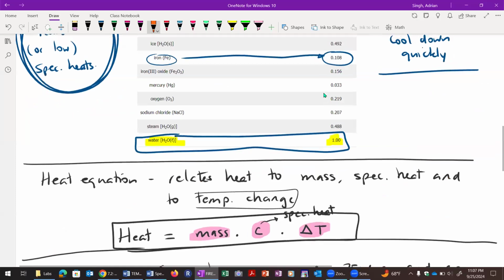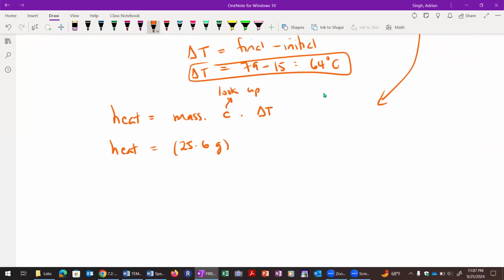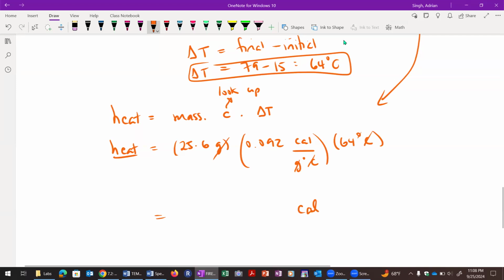So for copper there, it was 0.092 calories per gram degree Celsius. So that's 0.092 calories per gram degree C. And then my change in temperature, delta T, was 64 degrees Celsius, right? So I'm going to multiply all these together. And what you'll see, hopefully, is that the units are going to cancel. So grams cancel here, degrees Celsius cancels there. And I end up with calories as my unit, which makes sense because I'm trying to find heat. So if I plug this into my calculator, I'll be able to find the heat that's needed.